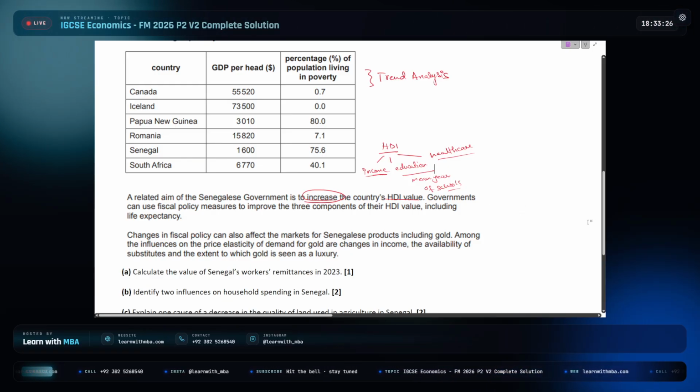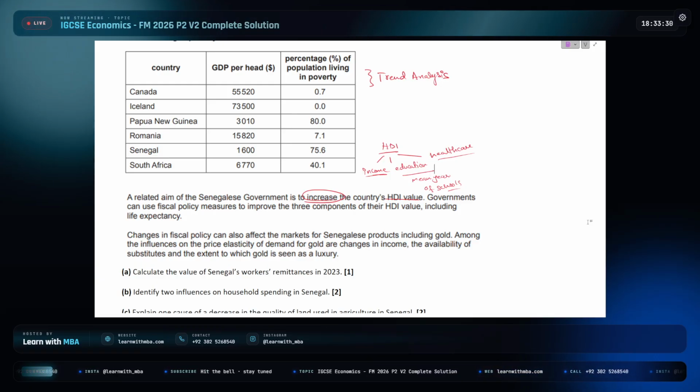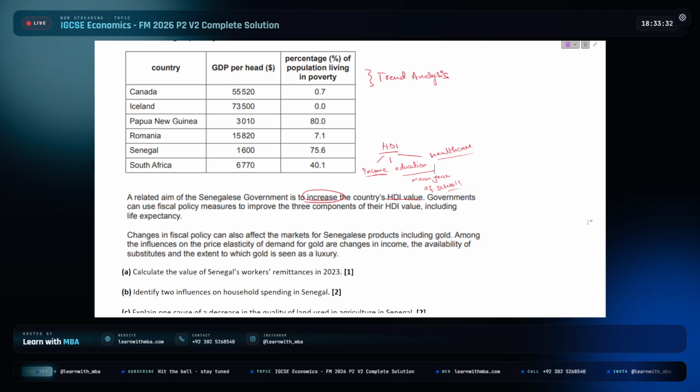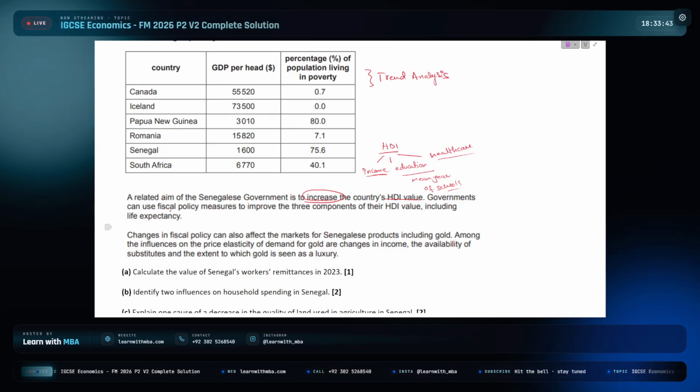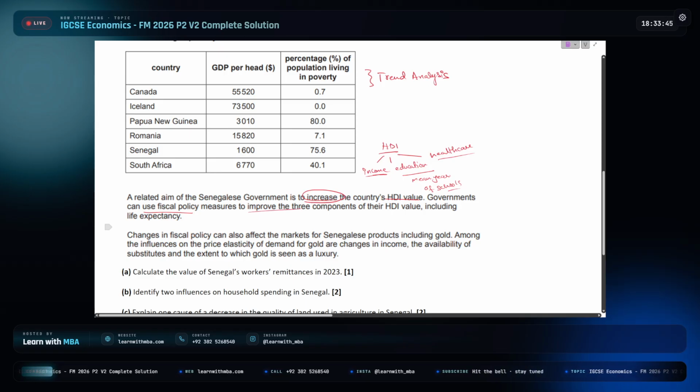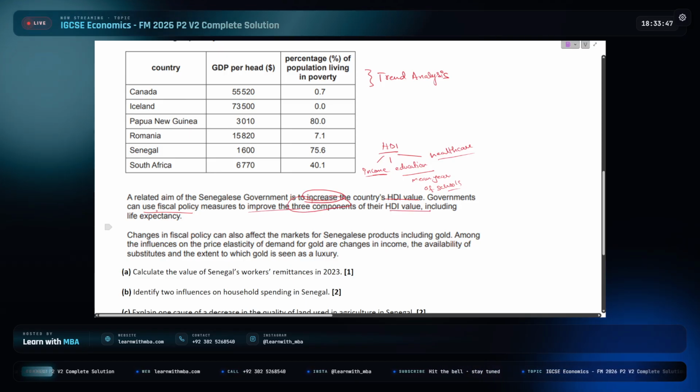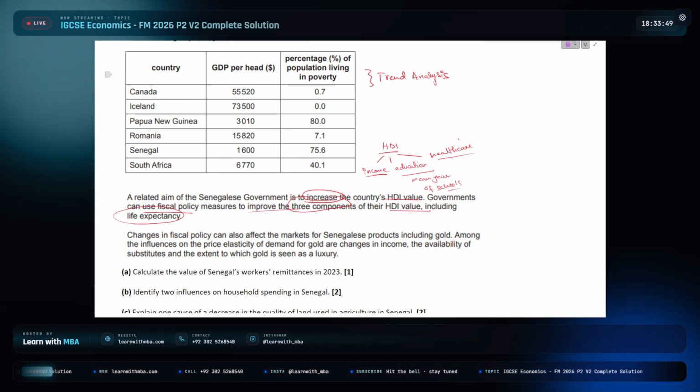So when you say we want to increase these, you want to increase the GDP per capita, you want to increase the education, which is mean years of schooling. On average, how many years of schooling do people have? And then you also want to increase the life expectancy. Here it's also given that they can use fiscal measures to improve the three components of HDI, including the life expectancy, which is in the healthcare sector.